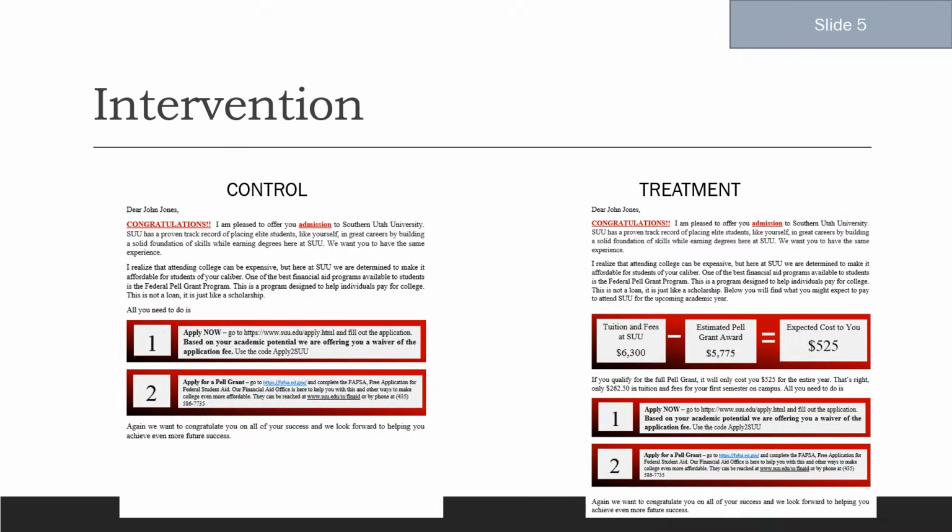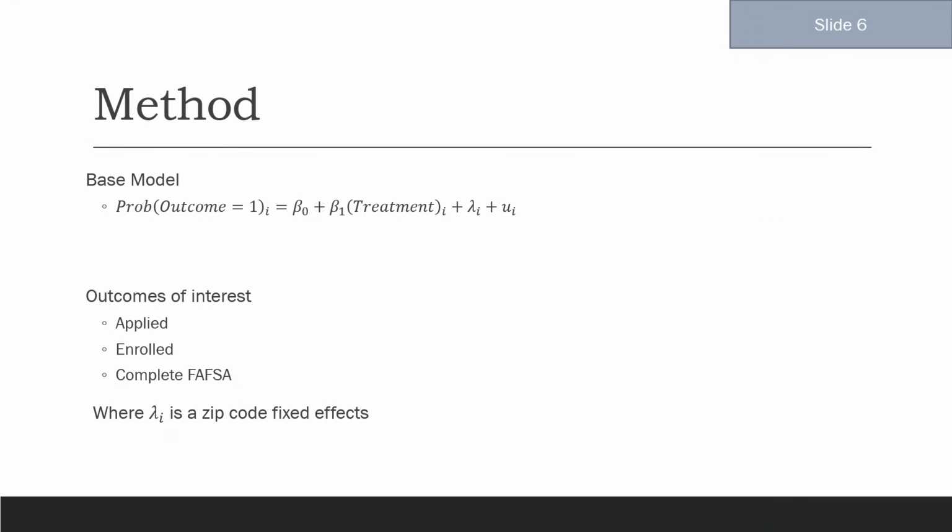And so to test the effectiveness of this treatment, we wanted to look at several different outcomes of these individuals. We wanted to look to see if they applied to the university, if they enrolled in the university, and if eventually they completed a FAFSA. And so this is the regression model we looked at, where we looked at those three outcomes, and we regressed that on the key variable of treatment. And because treatment was randomly assigned, we should have a causal effect here.